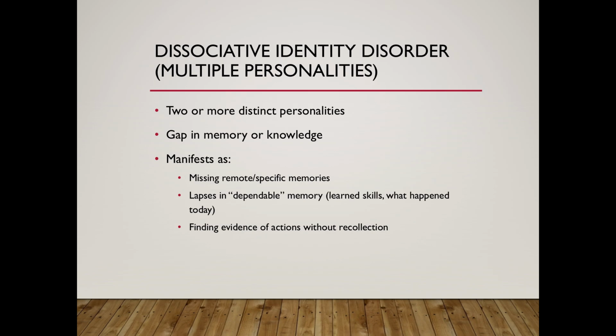The client would have a gap in memory or knowledge, right? Because when the alter, the other personality, is present, the primary person, your client, is not generating the memories or knowledge that the alter is. So your client might be missing remote memories. They might have lapses in dependable memory. Someone might say, oh, you're a wonderful artist, and the person doesn't know what they're talking about and doesn't know how to draw, because it's the alter that is able to draw and remembers that. And they find evidence of action, such as, why are there all these art supplies in my house, but I have no recollection of buying art supplies?